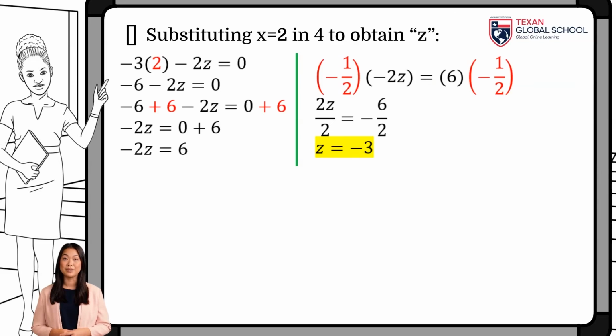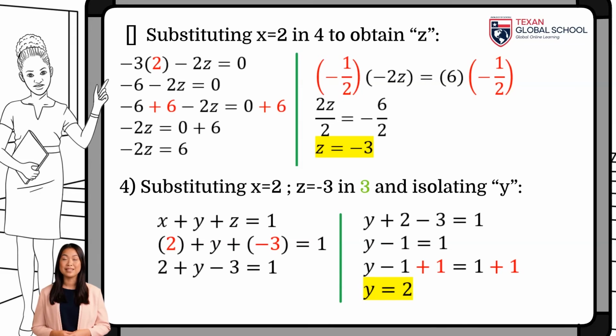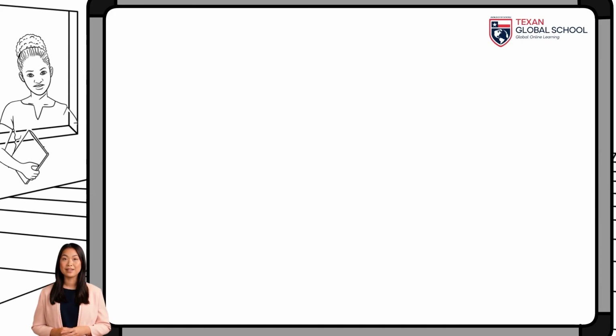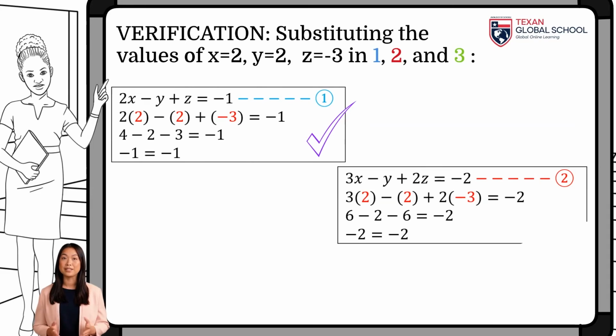We then substitute the value of x as 2 in equation 4. We obtain that z is equal to -3. Finally, we substitute the values of x equal to 2 and z equal to -3 in any of the initial equations 1, 2, or 3. We decide to substitute in 3, thus obtaining that y is equal to 2. Once again, to verify, we substitute the obtained values, and we see that the 3 equalities are fulfilled.